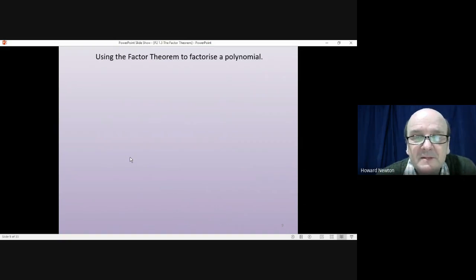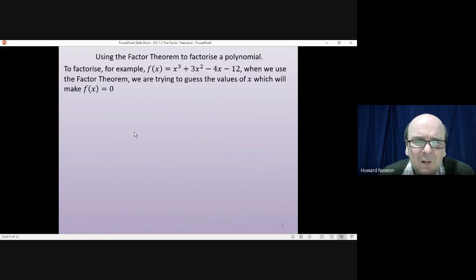So how do we use the factor theorem in general if we want to factorize a polynomial? Well, let's say, for example, that we had the cubic x cubed plus 3x squared minus 4x minus 12, and we want to factorize that into 3 brackets. What it means is that we're going to have to try and guess values of x which will make this function equal 0. Well, how do we guess those values?